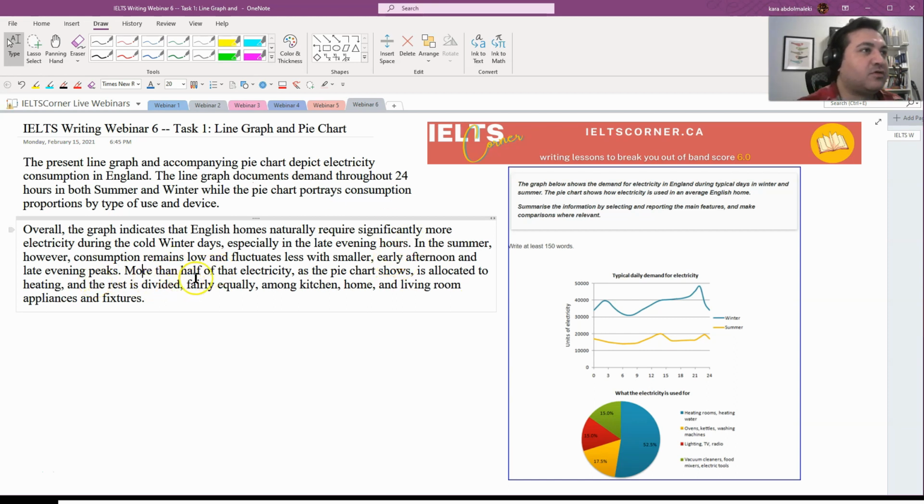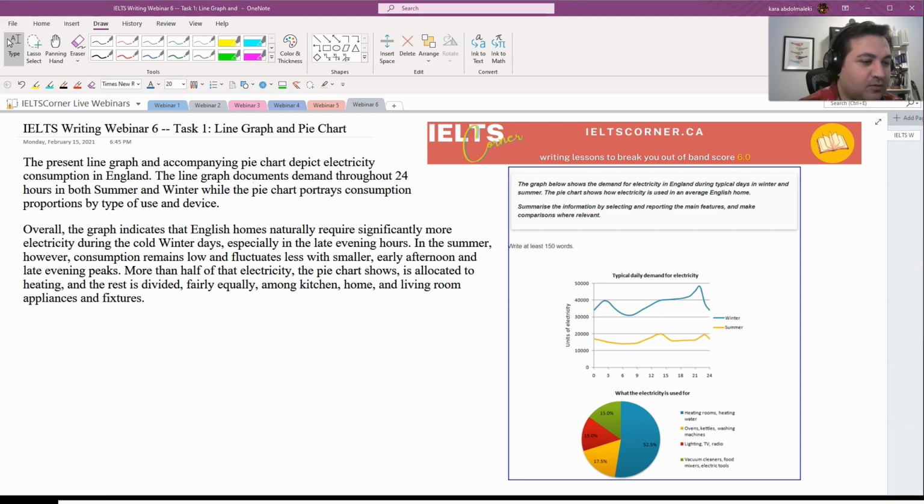And then more than half of that electricity, as the pie chart shows, here I don't have to say as, we can just do it like this, is allocated to heating and the rest is divided fairly equally among kitchen. Yeah, I don't see a way to reduce the word count on this. Okay, any questions about the overview?